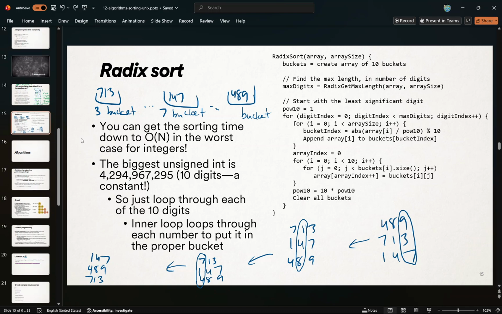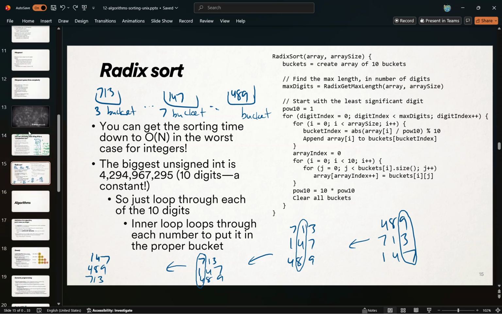Cool to think about. It doesn't have to be decimal also. Remember that numbers are stored in binary. So there's a binary radix sort. There's a 0 bucket and a 1 bucket. And integers are 32 bits long, so you'd have 32 rounds of playing that game. That would also work. So yeah, that's all that.